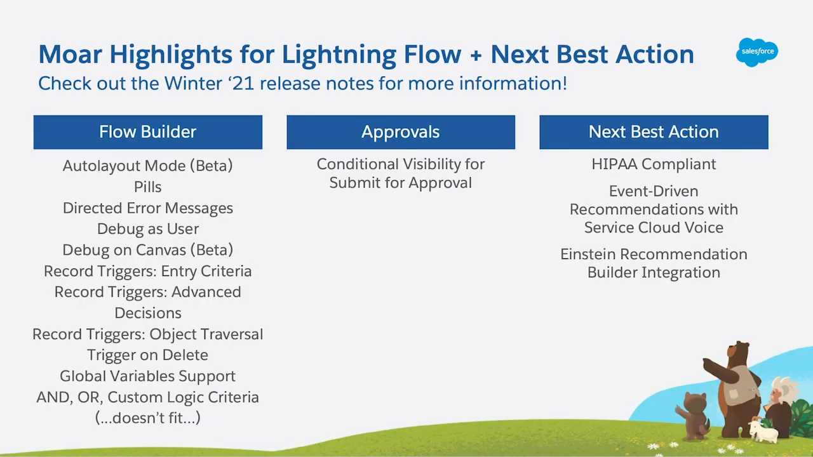Some more highlights for Lightning Flow and Next Best Action in our winter release. I covered a lot of these, so we're actually also supporting global variables and a lot more. It just doesn't fit in the slide, so please read the release notes for additional features that we have. For approvals, we actually now have conditional visibility for submit for approval through dynamic actions, which is also very cool. And for Next Best Action, we provide HIPAA compliance now, as well as event-driven recommendations for Service Cloud Voice, and Einstein recommendation builder integration as well. So lots of action happening with Next Best Action, so I highly recommend you check it out.